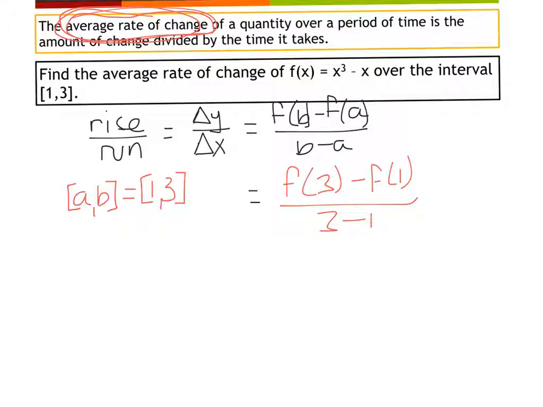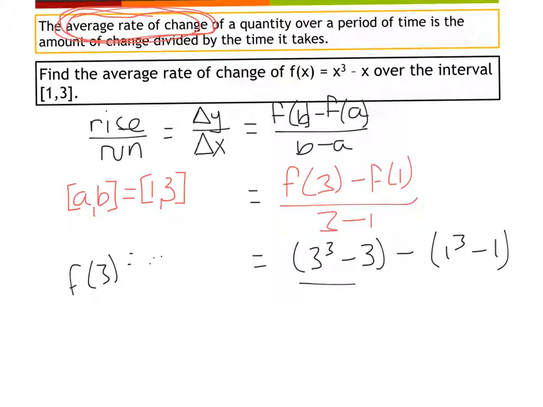Okay, so f of 3, you can either do it right in the work if you wanted to, or you could do it off on the side if you so chose. I'll just do it right in the middle here, but you could do it off on the side, like f of 3 equals and calculate it out. F of 3, if I plug 3 in, I'll get 3 cubed minus 3, take away f of 1, 1 cubed minus 1, over 3 minus 1.